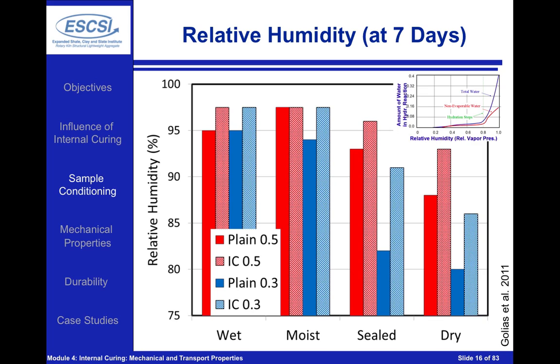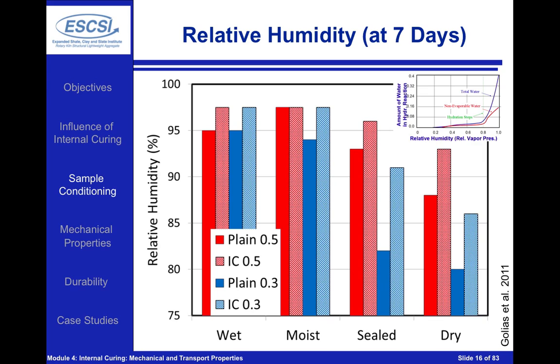Those benefits aren't seen as much when you get to the wet case because the wet case is supplying additional moisture from the outside. That moisture is going in and filling in the pores, doing exactly the same thing that we would expect the internal curing to do. However, in the sealed case and the drying case, we can see that we're getting about 8%, 10% increase in the relative humidity just from the internal curing in the 0.3 water to cement ratio case.